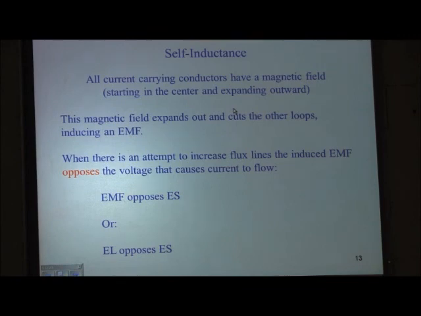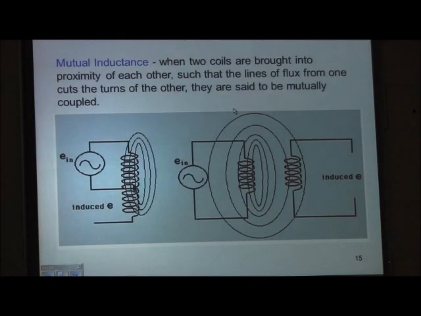Okay, this whole slide says that an inductor opposes a change in current. An inductor stores current, right? We learned that one in the time constant stuff.